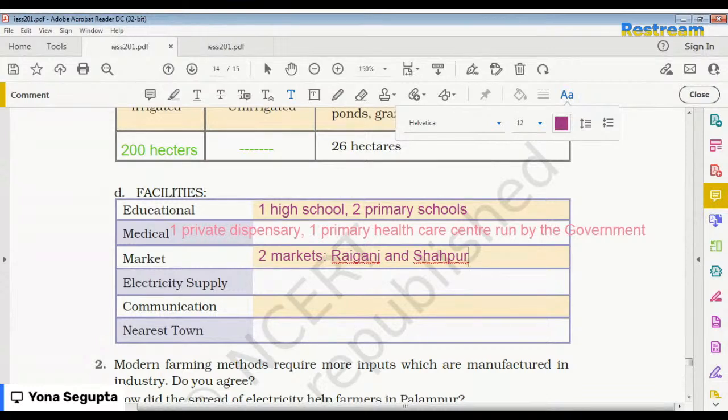Now comes the electricity supply. In Palampur, most of the houses have electricity connections. Electricity powers all the tubewells in the fields and is used for various small businesses. So this is how they get it. Okay, so this is the answer.